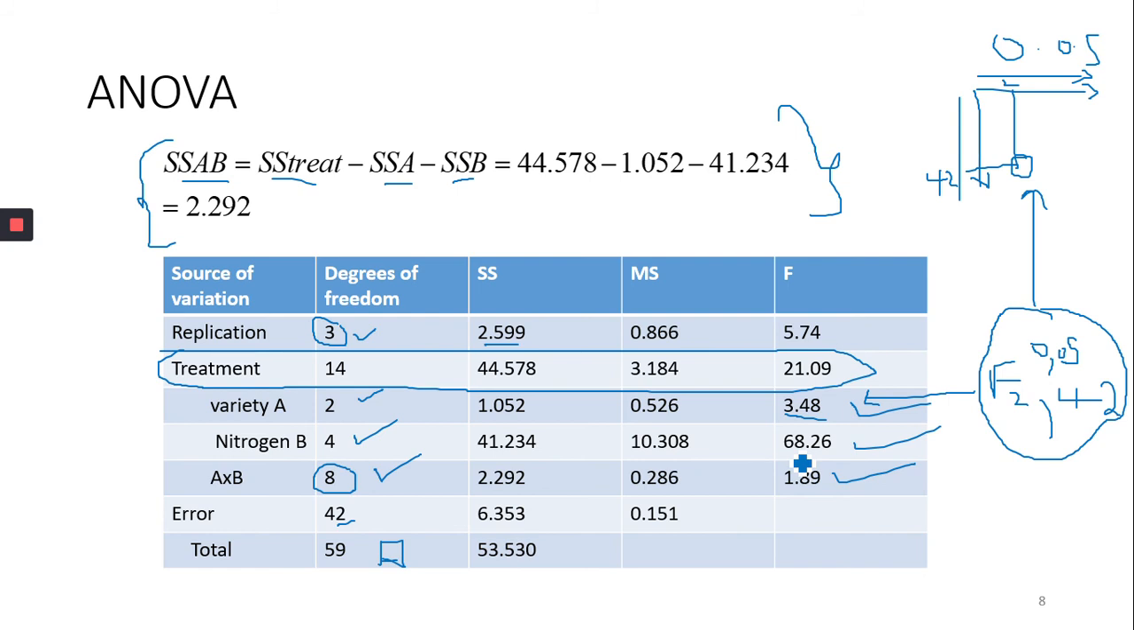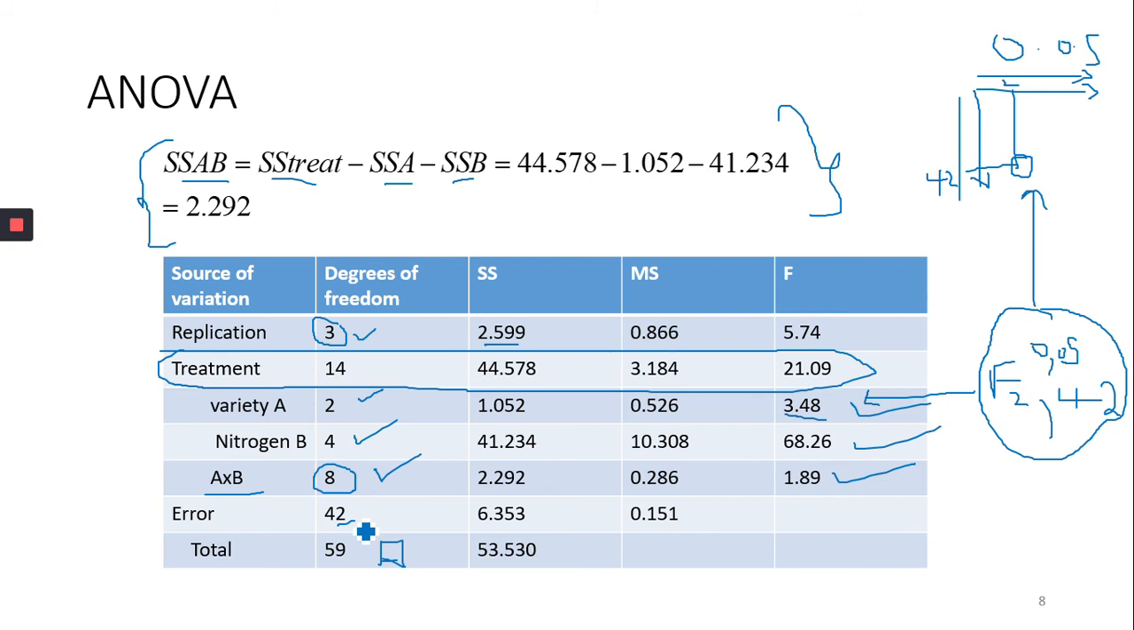Then you do the same for nitrogen, except that the F critical will be F 4,42 because the numerator is now 4, but the denominator still remains 42. Then you test the significance of the interaction. It will be F at 8 for numerator, 42 denominator degrees of freedom at alpha. So those are the 3 hypotheses that we need to test.